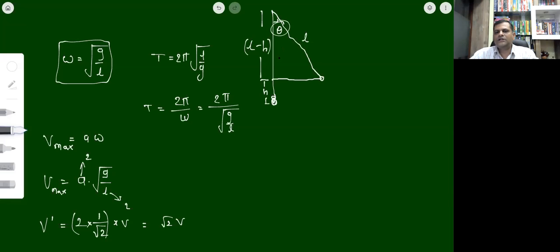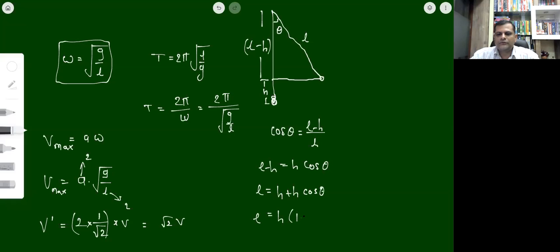And if we consider this cos theta in this triangle here, then we can get this cos theta is actually equal to L minus H upon L. Correct है. So that we can get that L minus H is going to be H into cos theta, from which we can get that L is equal to H plus H cos theta. Correct है. And if we take this H common, then we can get that L is equal to H into 1 plus cos theta. Okay, so H can be actually found out to be equal to L upon 1 plus cos theta.